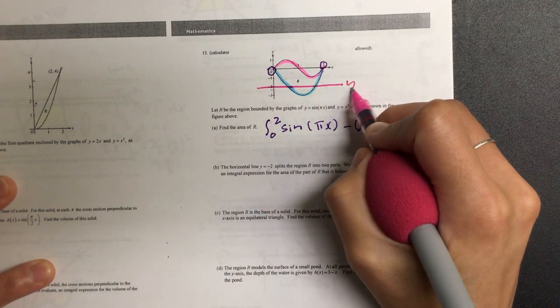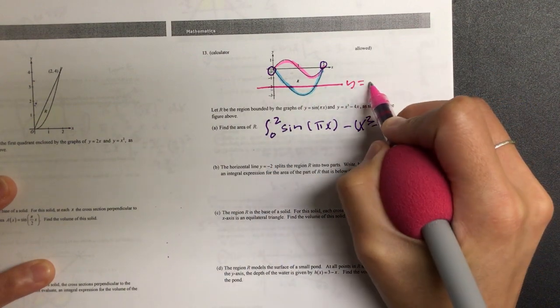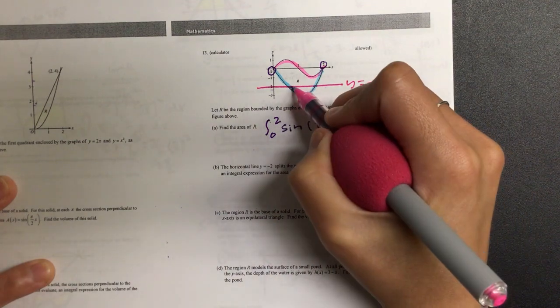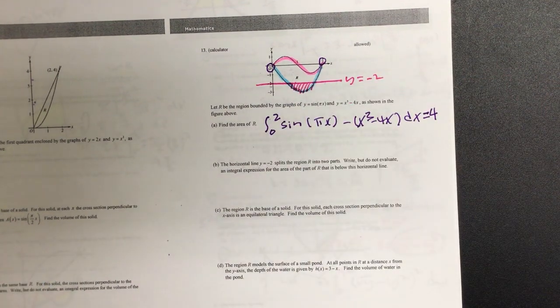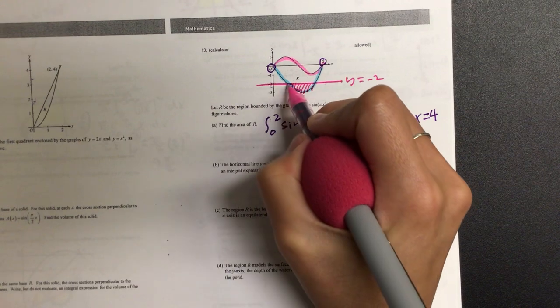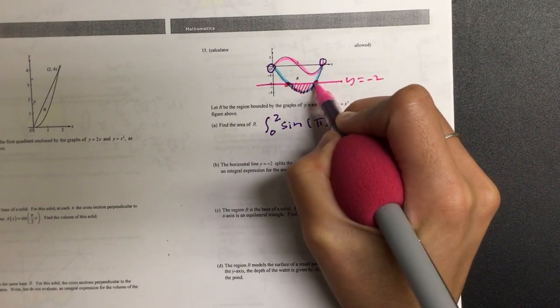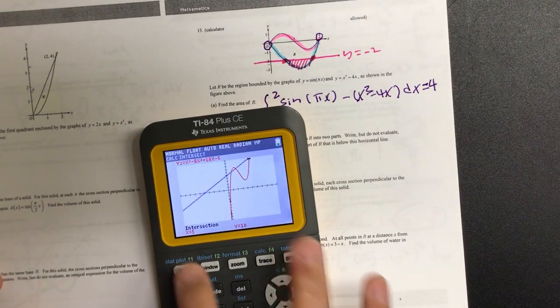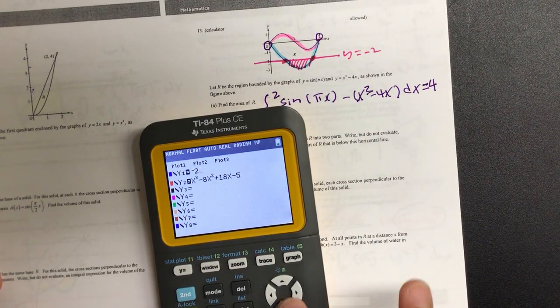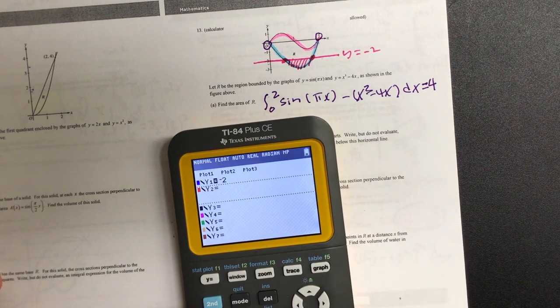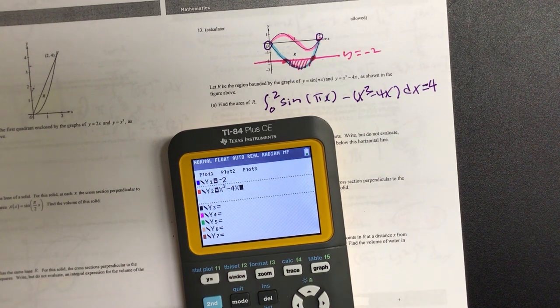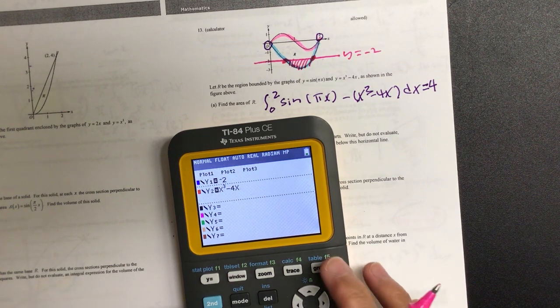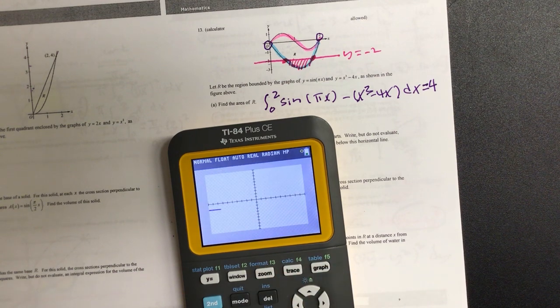So this line is y is equal to, no, that was -2, right? So if I were to figure out the area right here, we need top minus the bottom. But the problem is, I need to figure out what is the x value on the left and the right first. So on your calc, let's type in y1 at -2 and y2 at the cube function, x cubed minus 4x. And Zoom 6 should be fine. You can change the window if you want to.